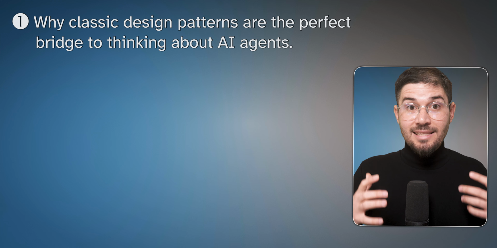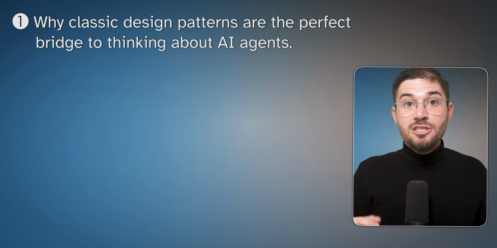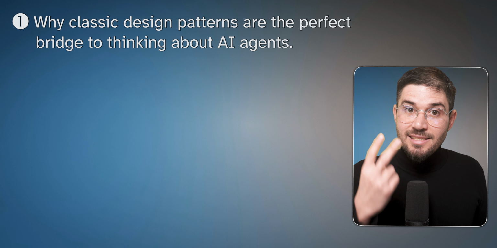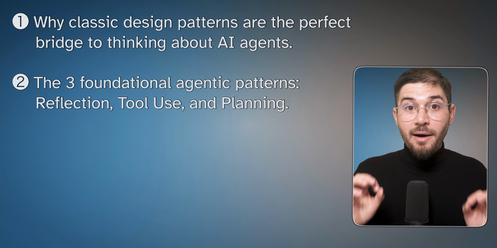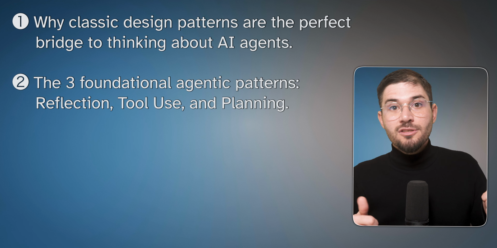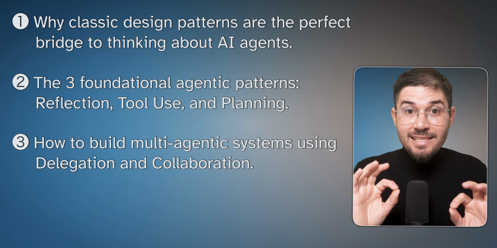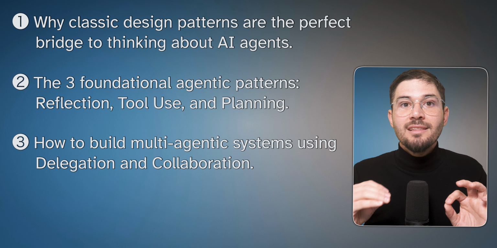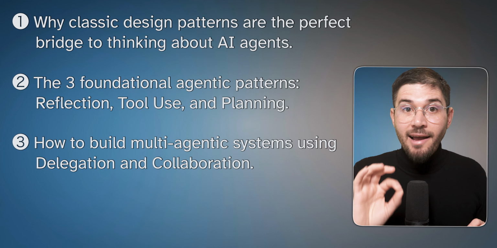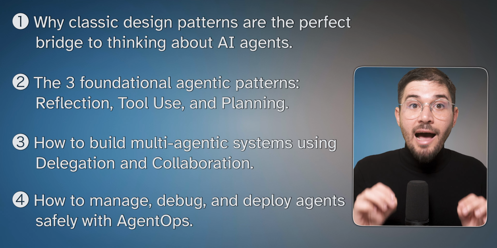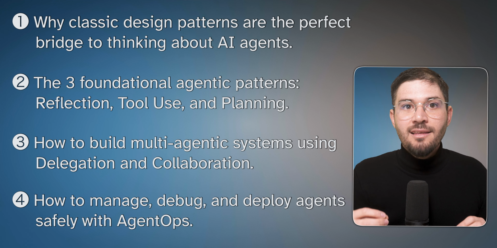So, in this video, you will learn first, why classic design patterns are the perfect bridge to think about AI agents. Second, the three foundational agentic patterns: reflection, tool use, and planning, and how to combine these into multi-agent systems using delegation and collaboration. And finally, how to manage, debug, and deploy agents safely with AgentOps. And by the end of this video, you will have a practical framework for designing and building robust AI agents using the engineering skills that I'm sure you already have.